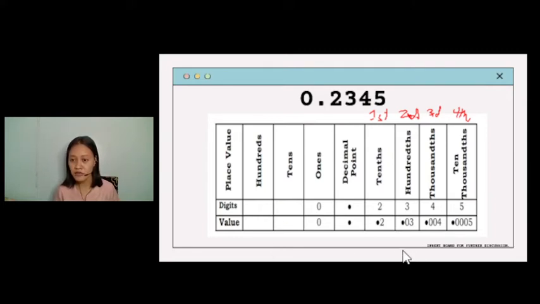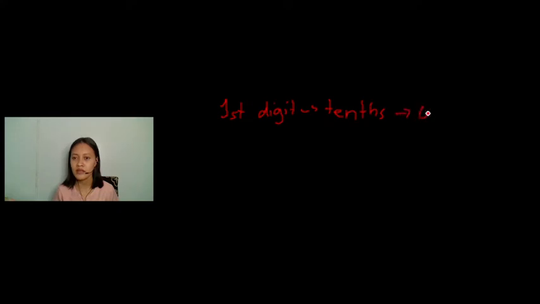So let's have an example. I will be giving parang cheat code para mas matandaan nyo po kung paano natin malolocate si tenths place, si hundredths place, thousandths place, ten-thousandths place. Again, first digit natin, so that is our tenths place. Pasensya po sa sulat. Let me erase this one. So that is tenths. Its value is 0.1.